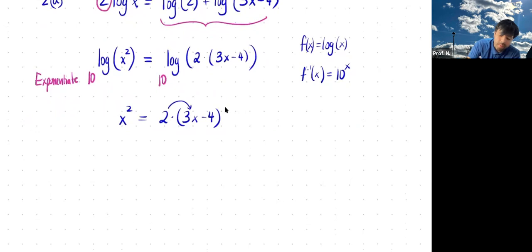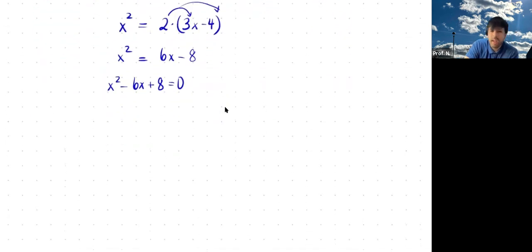So what do you have now? This is 6x minus 8, x squared. This is x squared minus 6x plus 8 equals 0. And I have a quadratic equation. Can I solve this quadratic equation? Well, I can't factor it, right? Because there's nothing that multiplies to 4. Well, actually there is. What multiplies to 8 that gives me negative 6 when you add them?